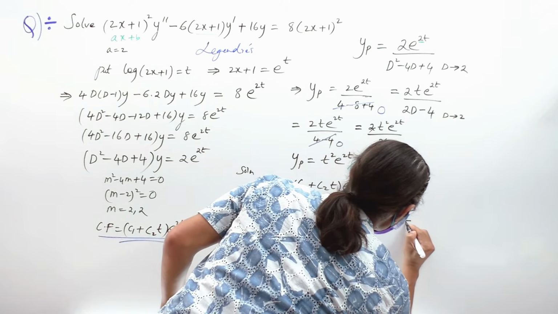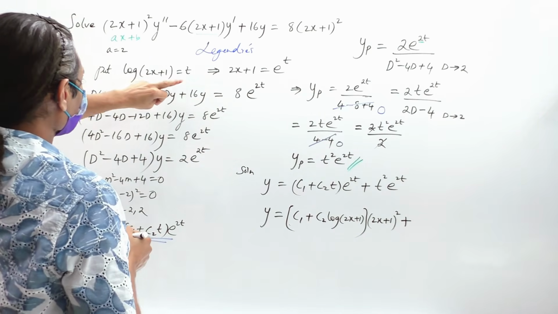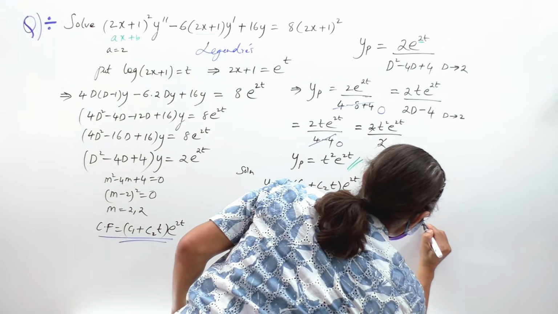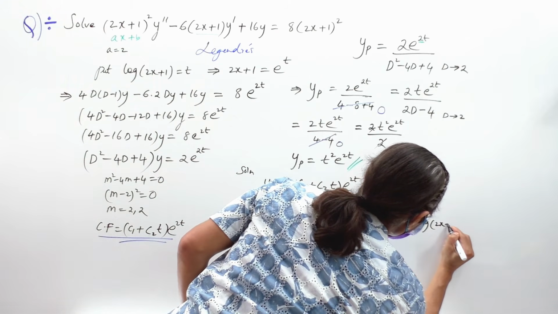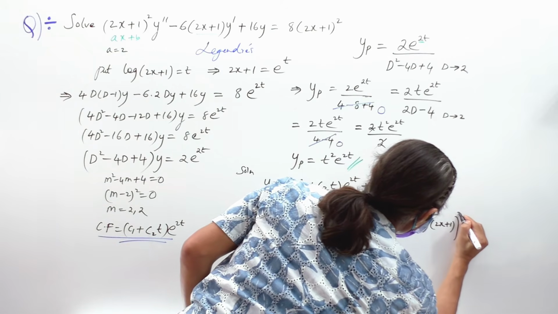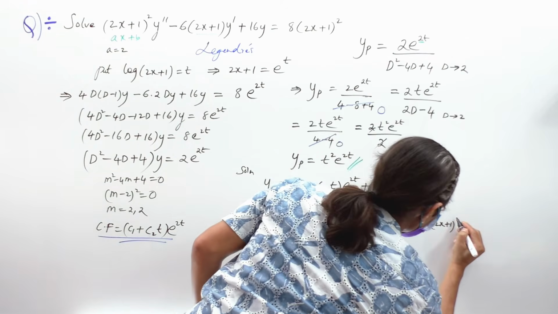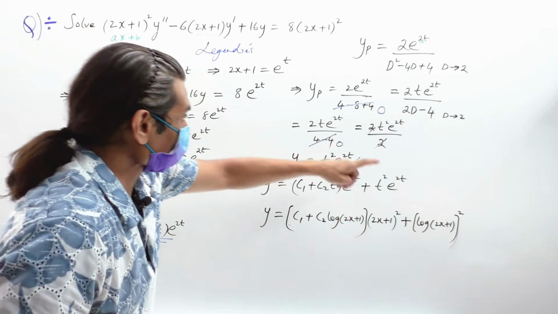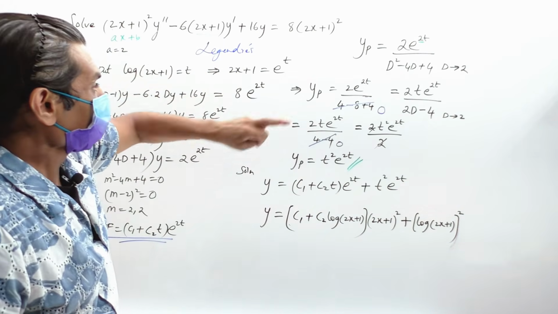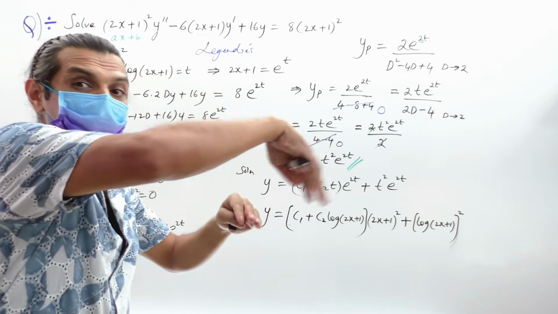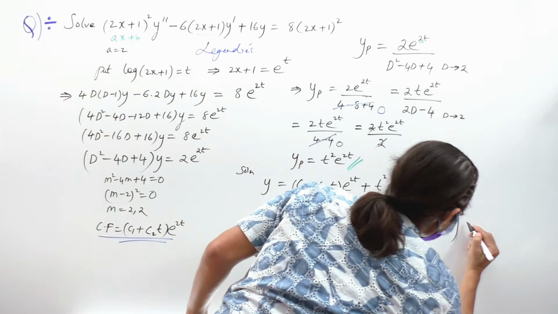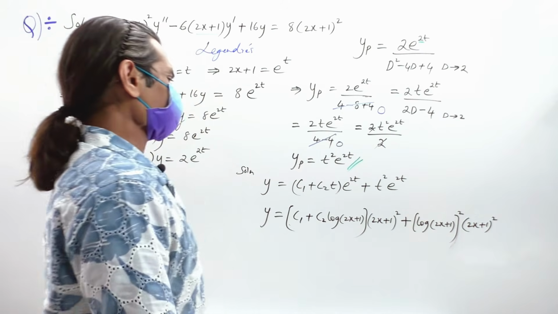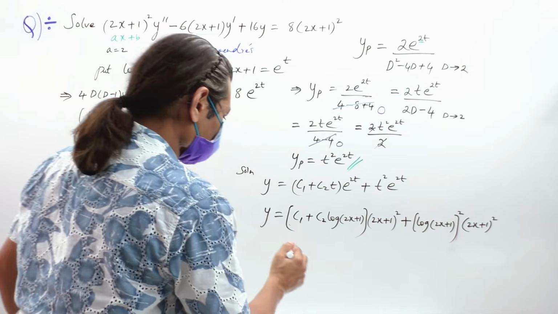Plus again t squared, what is t? Same thing, log of 2x plus 1. So, log of 2x plus 1 the whole square, into what is e raised to 2t again? e raised to t is 2x plus 1, so e raised to 2t is 2x plus 1 the whole square. That's it. So, you can leave the answer as it is.